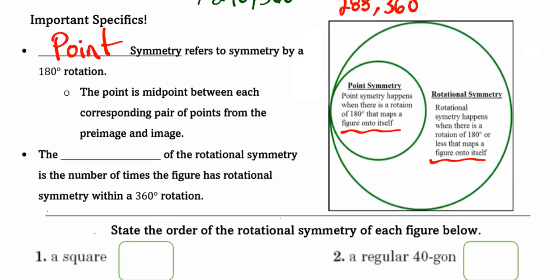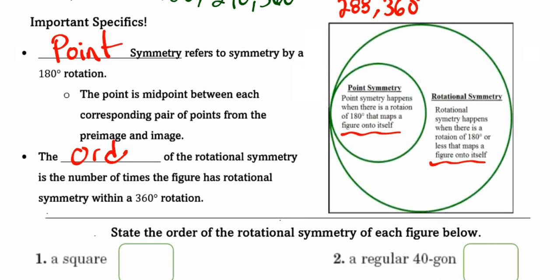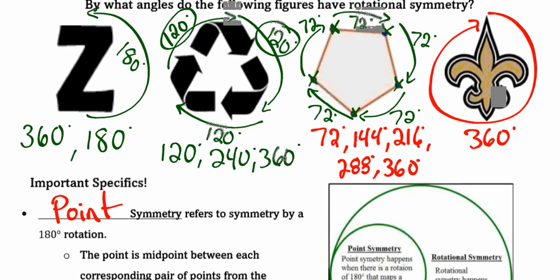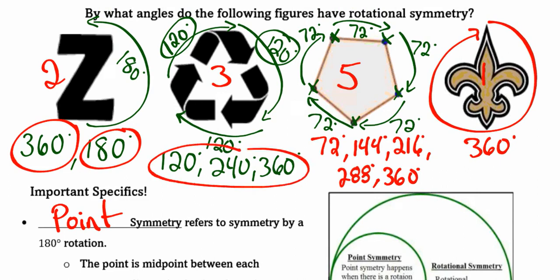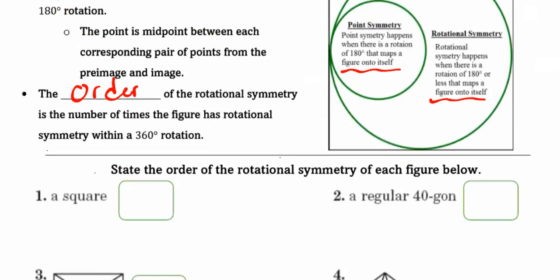The order of rotational symmetry describes how many different rotations we can do within 360 degrees. So it's really just counting how many rotational symmetries we have. Everything has an order of 1 because it can be rotated by 360. It's either going to be 1 or more. This has an order of 2. This has an order of 3. This has an order of 5. This has an order of just 1. We're just counting up the different angles that we can rotate it by to create the exact same image. 2, 3, just the number of angles that we can rotate it by under 360 degrees.